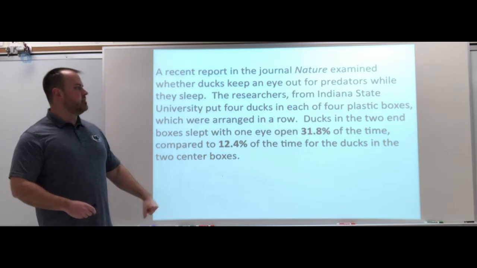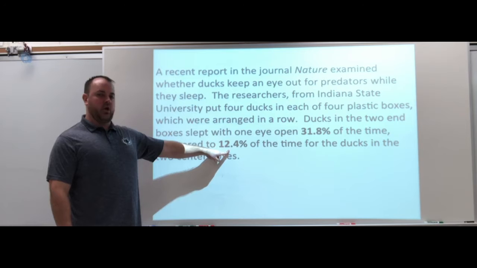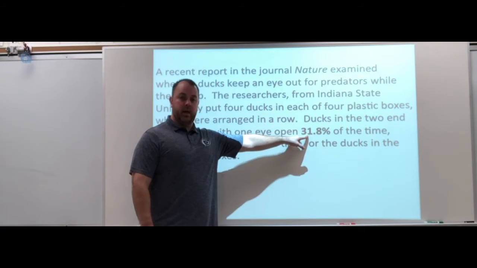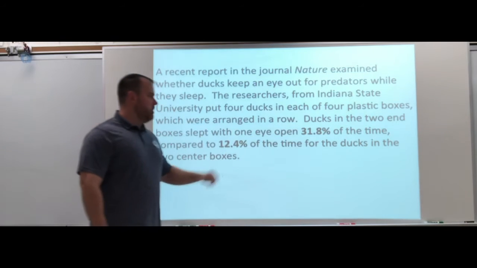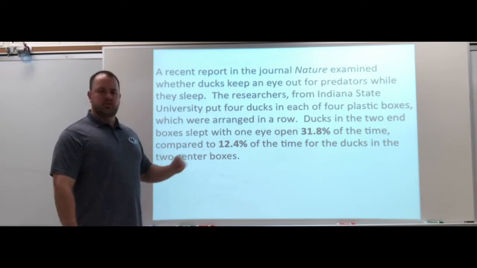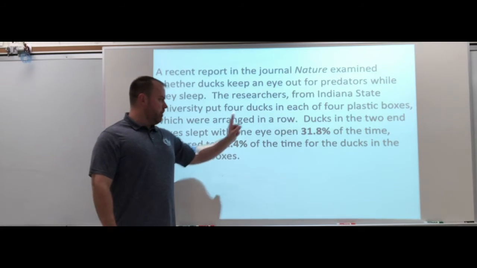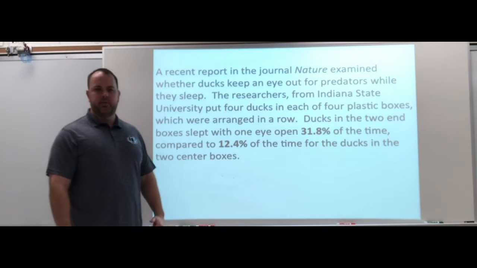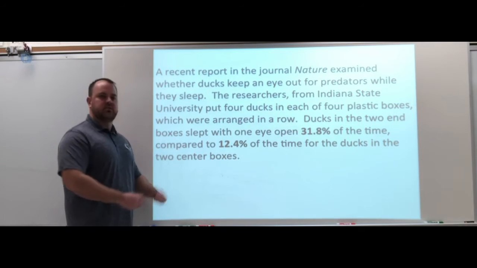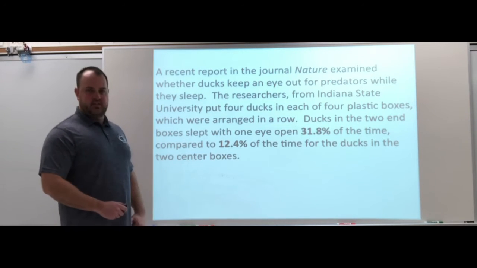And what it ends up is, out of the 4 that we had, the ones that are in the middle only sleep with one eye open 12.4%, compared to the ones at the end, 31.8%. Both these values are talking about our 4 ducks in our study. Okay? Neither of those numbers are talking about all ducks. So both the 12.4 and the 31.8 are statistics. They're only talking about that small group of 4 ducks that we're looking at. So both end up being statistics for this example.